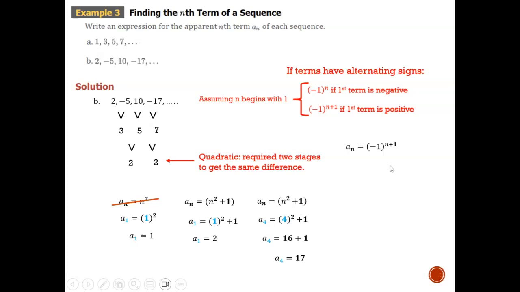So that's the formula, guys, but this has to be in the front. See, this takes care of the alternating signs. And for the numbers, it will be n squared plus 1. So this is the formula that we're looking for.